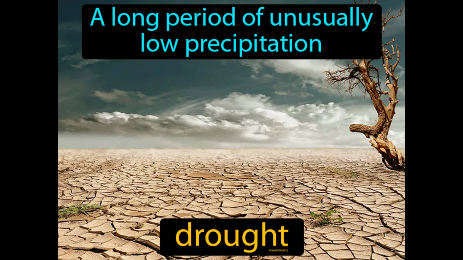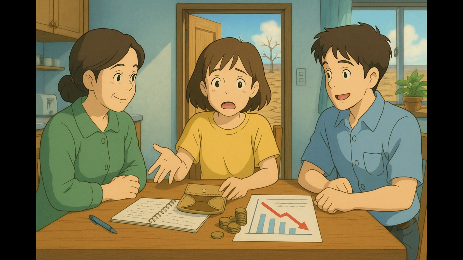A long period of unusually low precipitation. Drought. Drought is when an area gets much less rain than usual, causing water shortages. Imagine you're trying to save money for a big purchase, but your income suddenly drops, causing you to spend more than you earn each month.